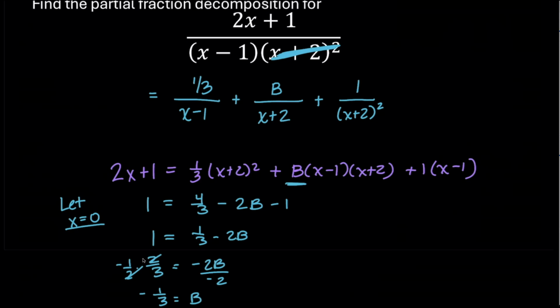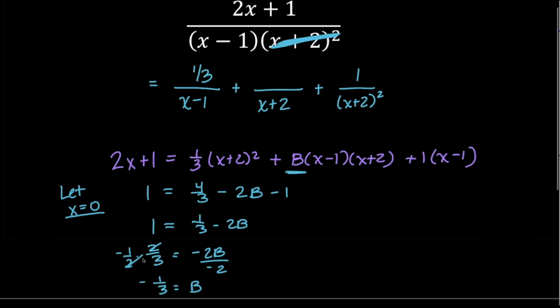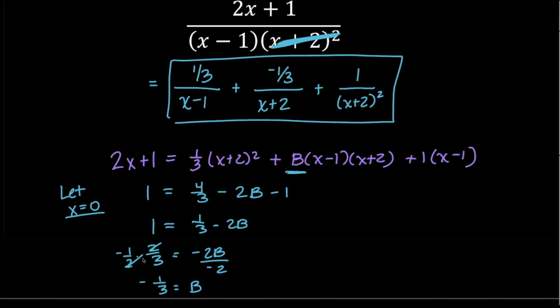So what is my partial fraction decomposition going to be? I'm just going to come back up here and erase b and turn it into negative 1 third. So there is my final answer. And we did use the cover-up method to at least find the values of a and c that corresponded to the pieces, the factors that were involved in the original rational expression.